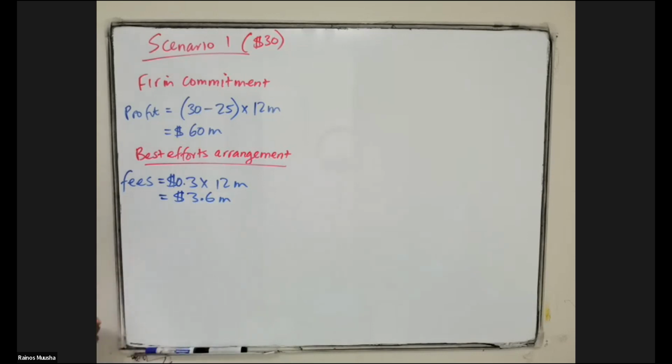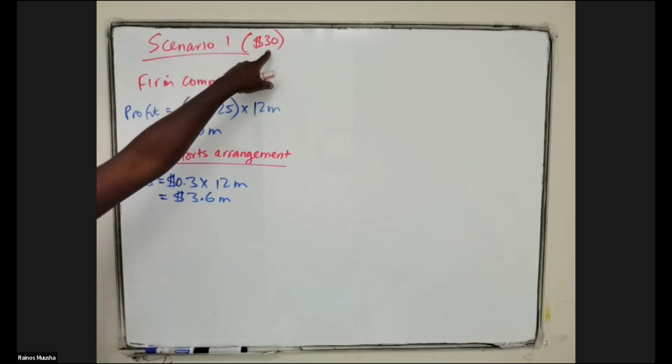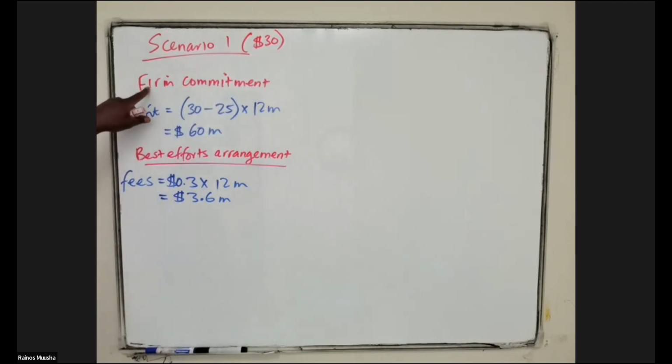So what do we see here? If the share price ends up being $30, we are actually better off going the firm commitment route, isn't it? Because we'll earn a profit of 60 million instead of earning only 3.6 million. Are we on the same page?